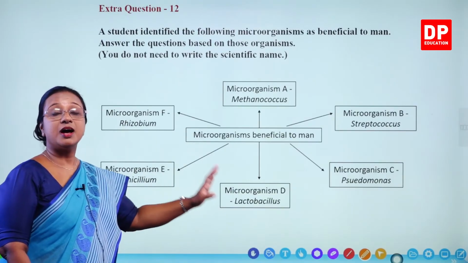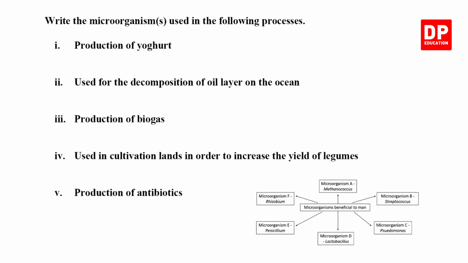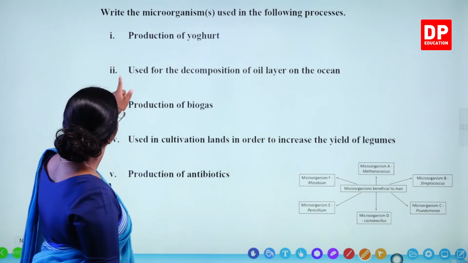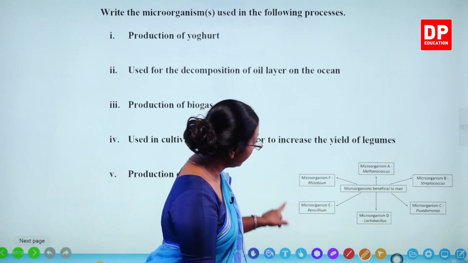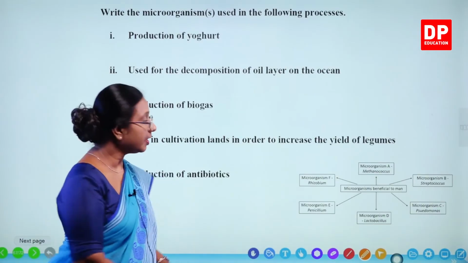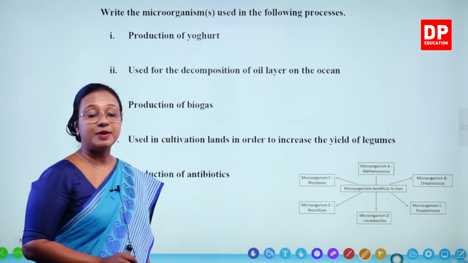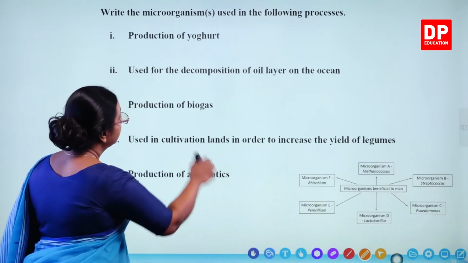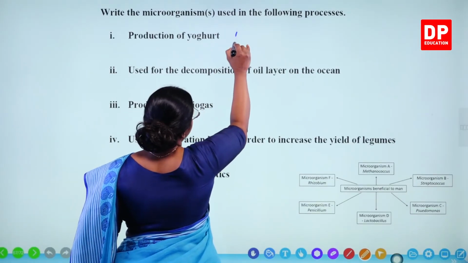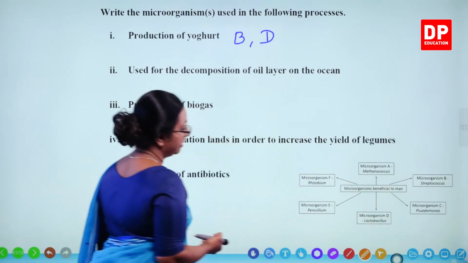So you have to relate it to the questions. Now we will look at the questions. Write the microorganisms used in the following processes. So from here, for production of yogurt, what is the microorganism? Can you all identify from this? You can see B is Streptococcus and D Lactobacillus. So both of them are used for production of yogurt. So here I can write it as B and D. B this one, D this one.